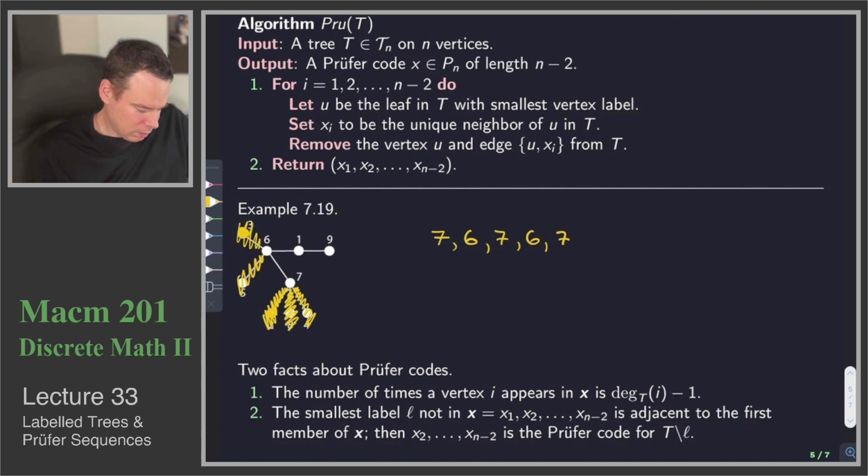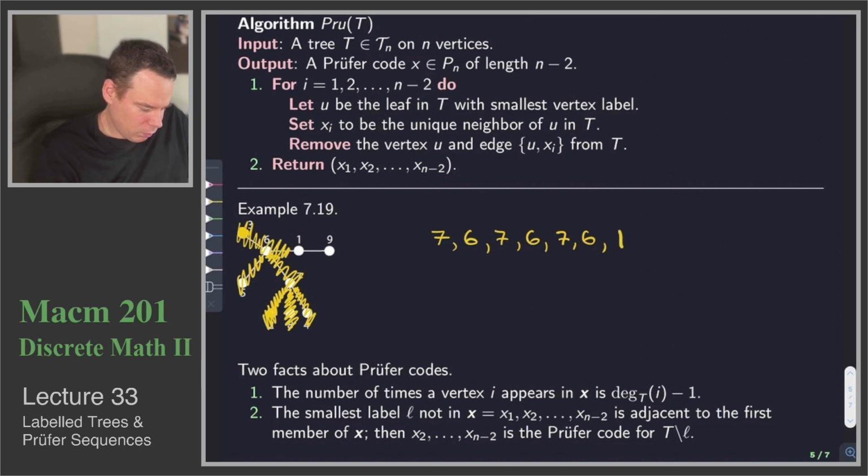Now what's the smallest leaf? The smallest leaf is this one, because all we've got is a path of length 4 now. This is all we're staring at. The smallest leaf is the 7. Its neighbor is 6. We can now get rid of it. Now I'm down to a path of length 2. The smallest leaf is the 6. Its neighbor is 1, and I get rid of it.